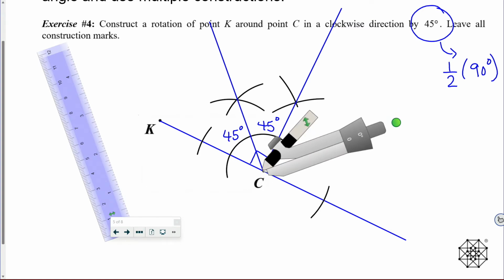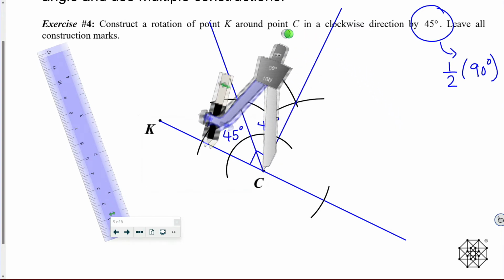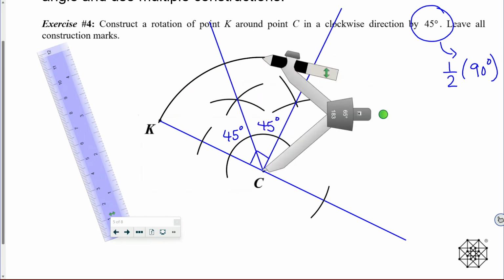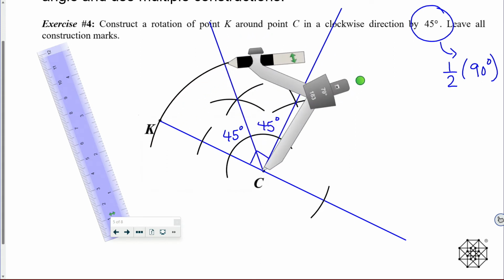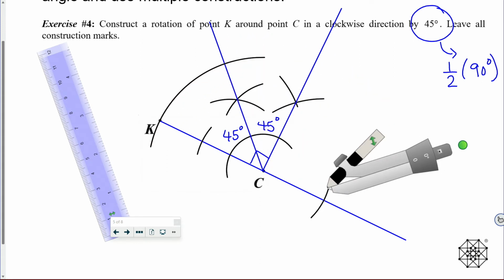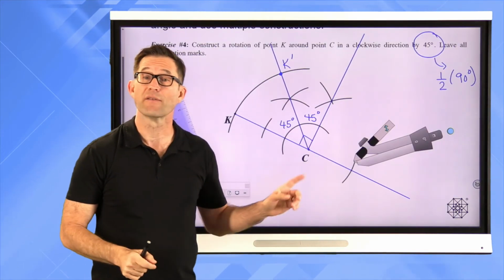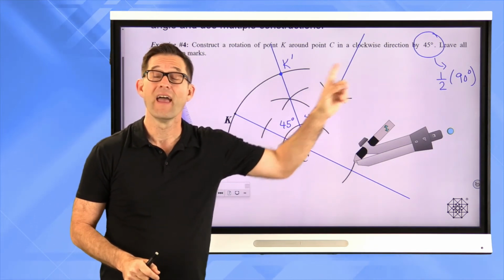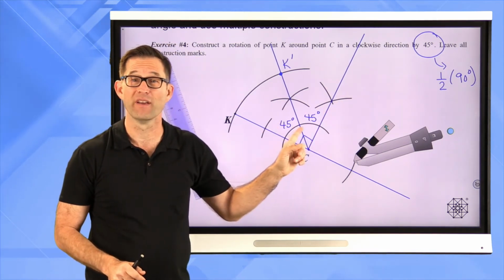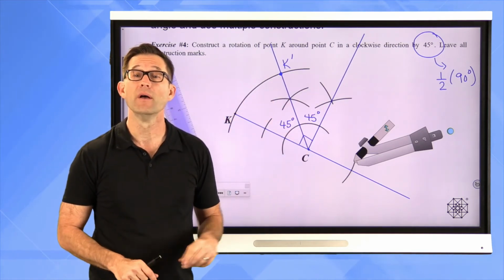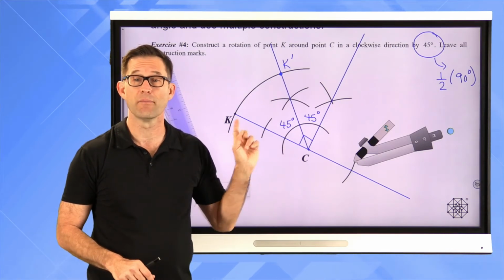I bring my compass down, set my radius length to be CK. Oh, perfect. In fact, I'll just draw that arc through it like that so that you can really see it. And now I've got K prime. So definitely more involved than our 90-degree constructions, because I first had to do a 90-degree construction, and then I had to bisect it to get a 45-degree construction. And then I simply used my compass to locate point K prime so that it was the same distance from C that point K was.